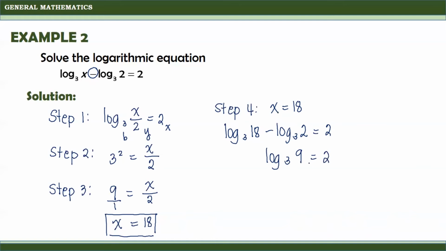Writing this into exponential form, we're gonna have 3 squared equals 9, and 3 squared is actually equal to 9. Notice that the left side is equal to the right side, which makes the given logarithmic equation satisfied.